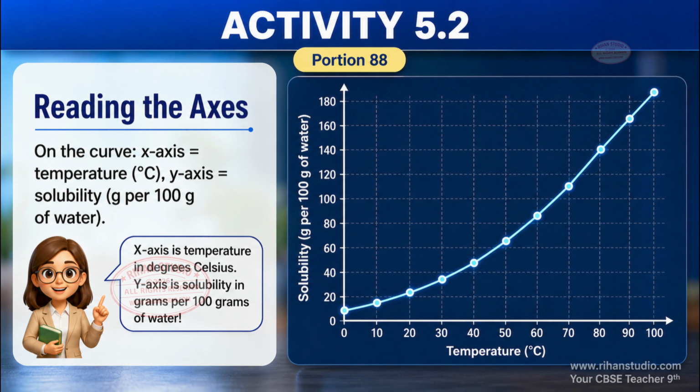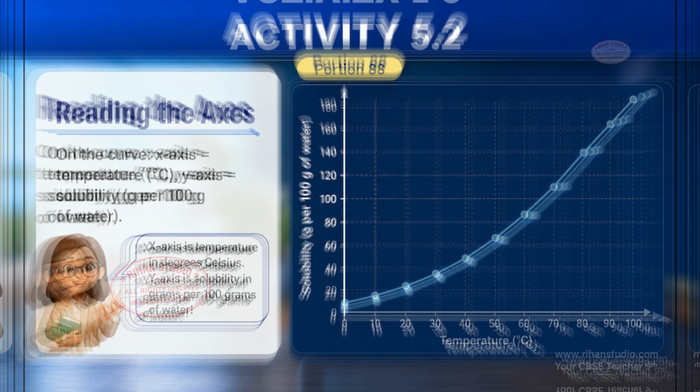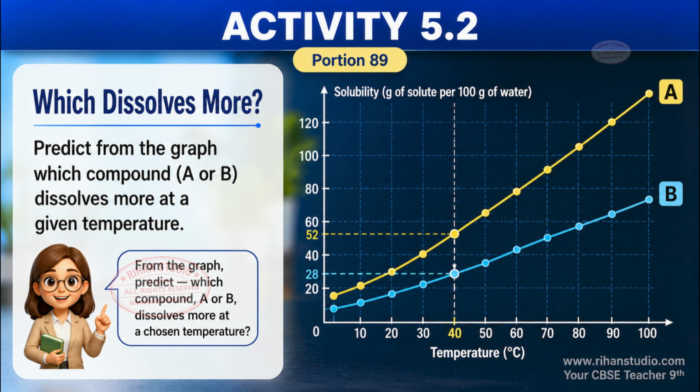On the curve, the x-axis is temperature in degrees Celsius, and the y-axis is solubility in grams per 100 grams of water. The x-axis at the bottom is temperature. The y-axis on the side is solubility in grams per 100 grams of water. Predict from the graph which compound, A or B, dissolves more at a chosen temperature.